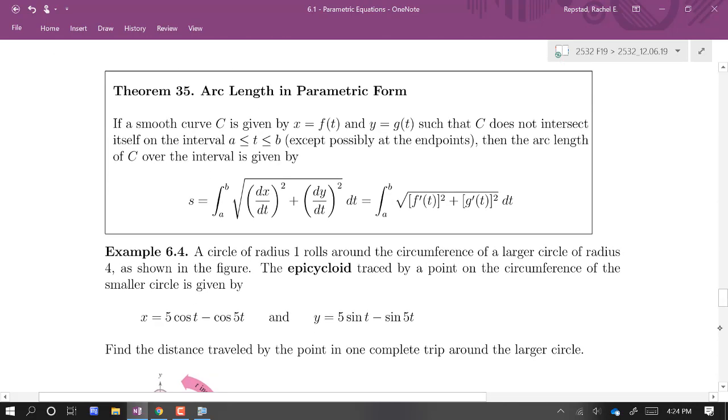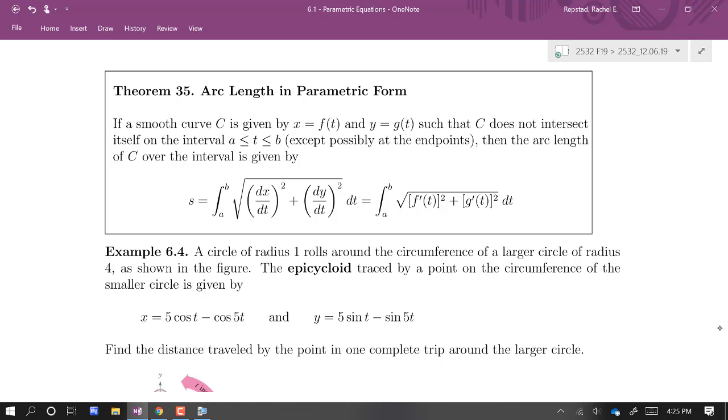All right, we're gonna finish up this section. We've got a couple of examples. One for finding arc length, and then one for finding surface area. We've seen these applications before, closer to the beginning of the semester, I guess.